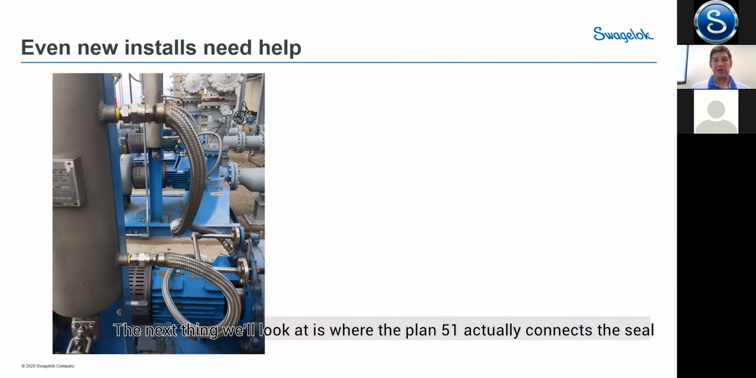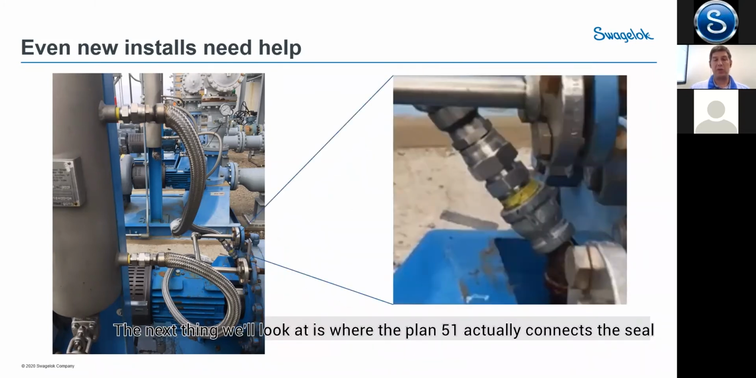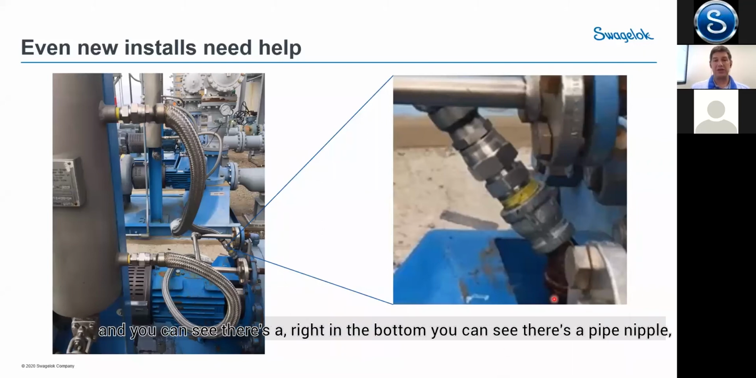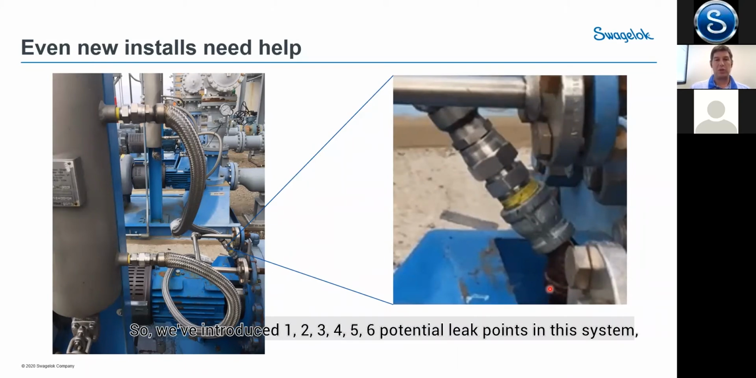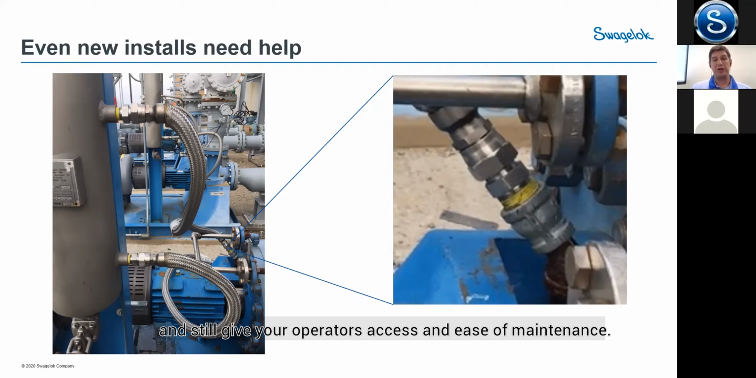The next thing we'll look at is where the Plan 51 actually connects to the seal. And you can see right in the bottom there's a pipe nipple, a 45, a union, another connecting fitting, and then the hose. So we've introduced 1, 2, 3, 4, 5, 6 potential leak points in this system, and there are ways we can eliminate some of those leak points and still give your operators access and ease of maintenance.